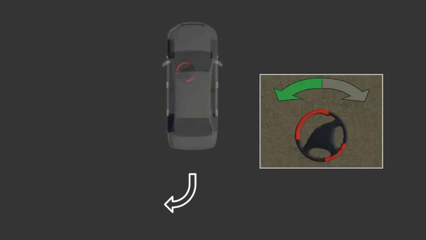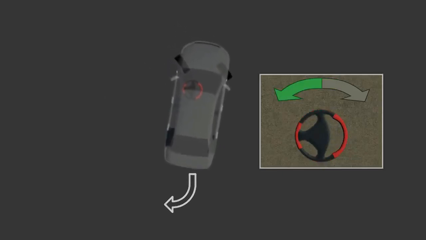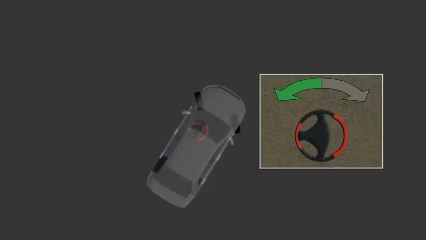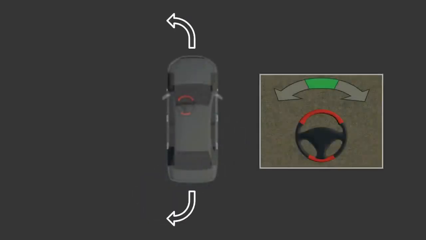If you want to go to the left while moving in reverse, you should turn the steering wheel to the left also, and the car obediently goes to the left. There's no difference whether you're going forward or backward. You need to turn the steering wheel in the direction you want to go.